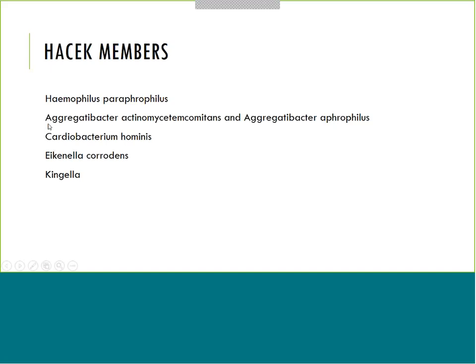All right, the A is a lovely name. It's Aggregatibacter. Oh my God. And this changed names too. This used to be something different, but it's Aggregatibacter actinomycetemcomitans and Aggregatibacter aphrophilus. C is Cardiobacterium hominis, E is Eikenella corrodens, and then the K is Kingella. Thank God for the simplicity of that one.